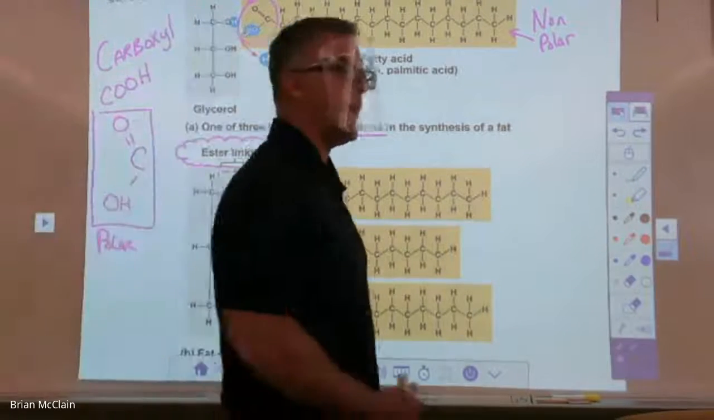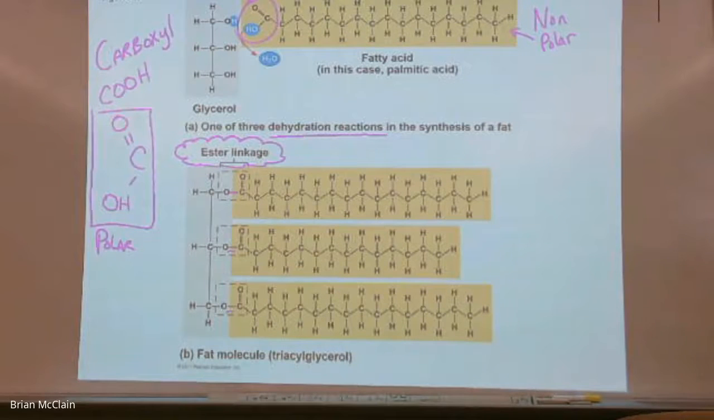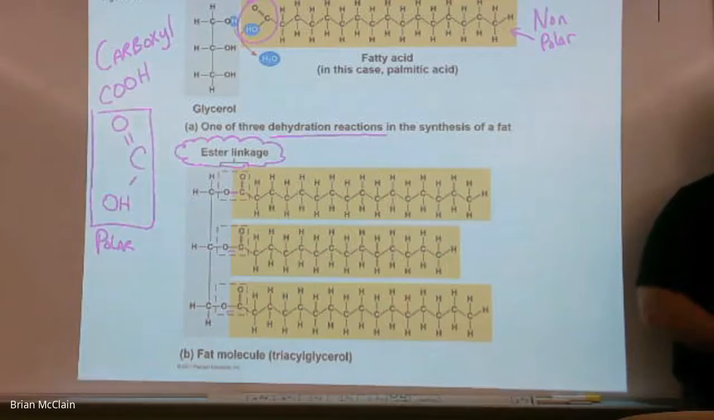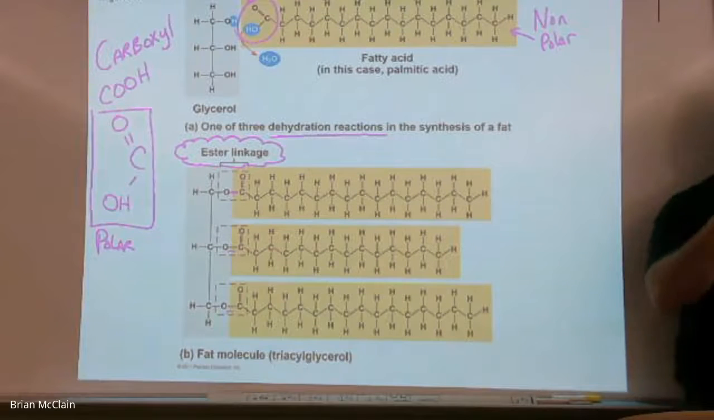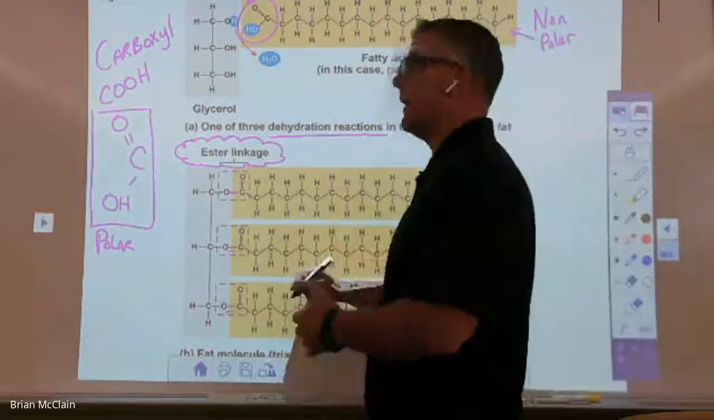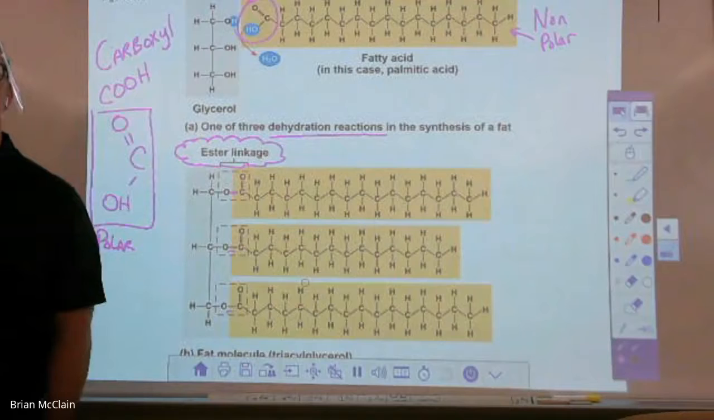And I want to point something else out. Can somebody tell me why this is a fat and not an oil? Why is this picture depicting something that is classified as a fat and not an oil? What do we notice about the orientation? Yes, Devin. Okay. Let me ask you this next question. Is there a position for hydrogen in here? Anywhere else? Are there any other open spots for hydrogen to be added?